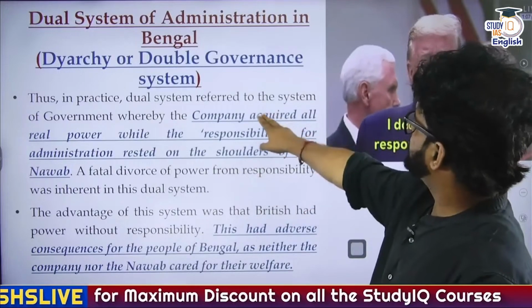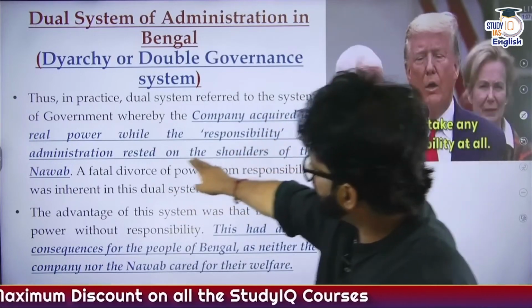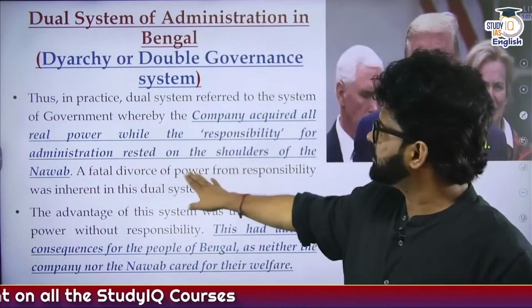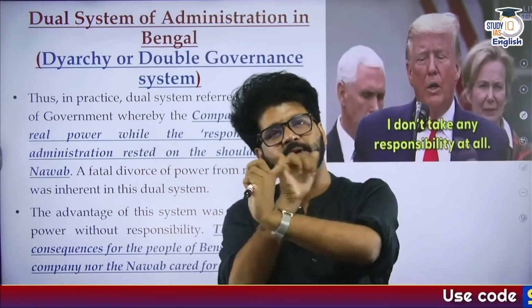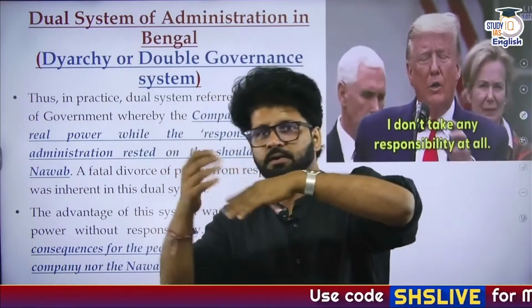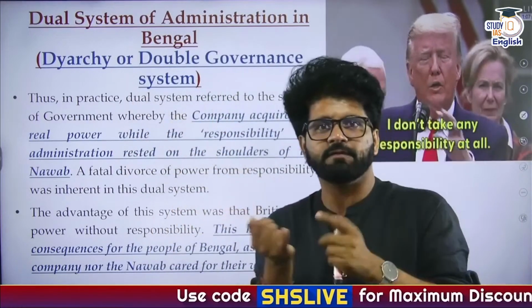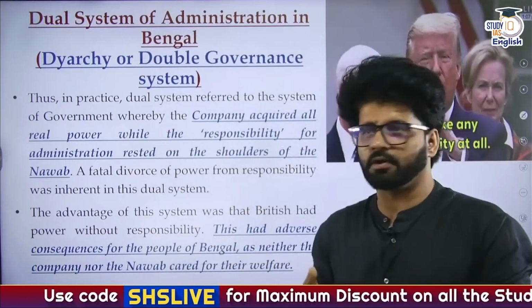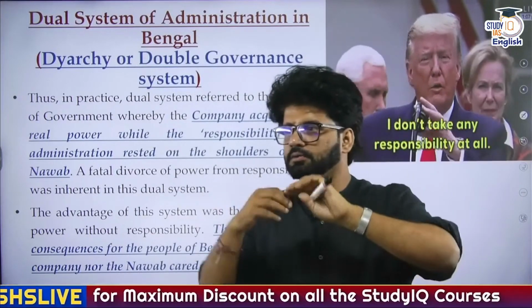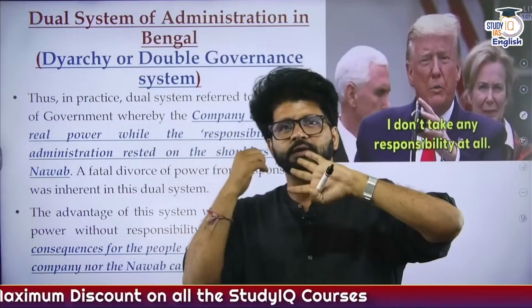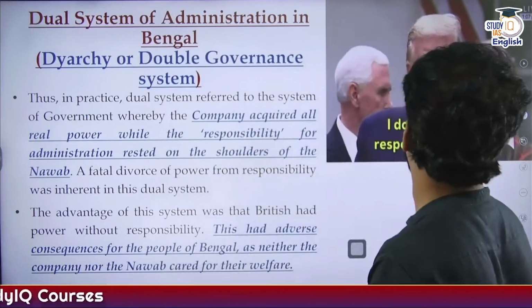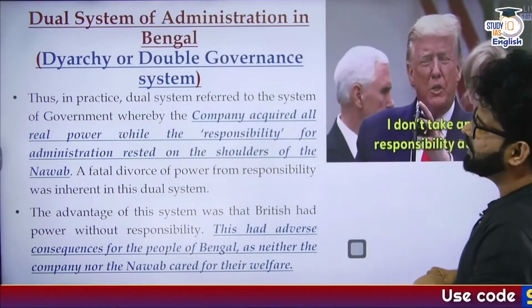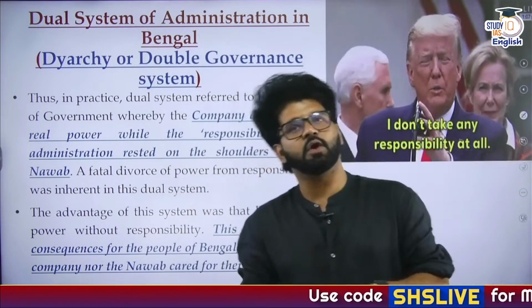Thus, in practice, the dual system referred to the system whereby the company acquired all the real power while the responsibility of administration rested on the shoulders of the Nawab. He does not have money. He is dependent on these guys for money, and if they do not give him money, how will he rule? Because actually he is not ruling. Those people, the Subedar and all those guys, are also nominated by the company only, who are taking care of the Nizamat function. And that's why, in a way, they are not taking any responsibility, they are taking all the money.